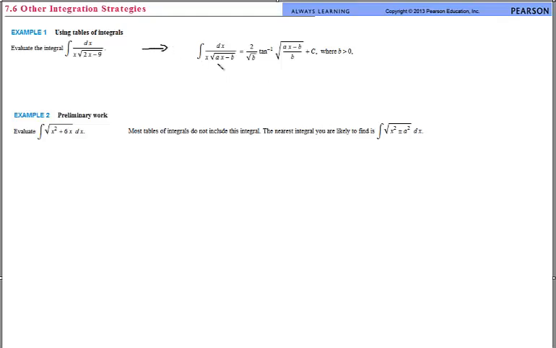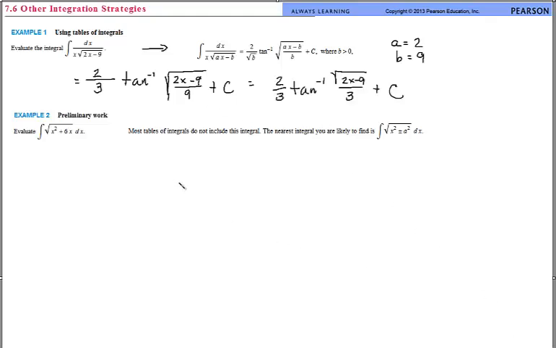In this particular case, my a is going to be 2 and my b is going to be 9. So all I have to do is write 2 over the square root of b, so that's the square root of 9, which is 3, inverse tangent, square root of 2x minus 9 over b, which is 9, plus C. I could clean that up a little bit, take it out from underneath the square root and make it a 3. Other than that, this is what it's going to look like.